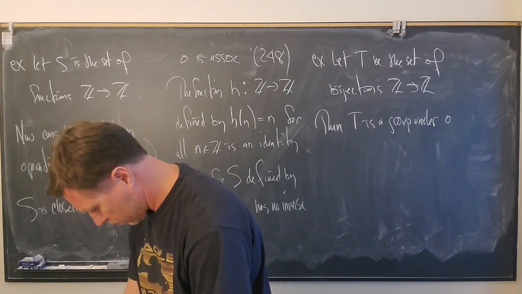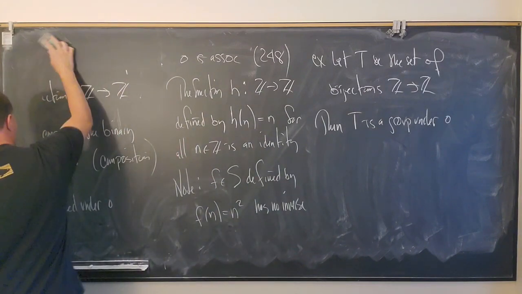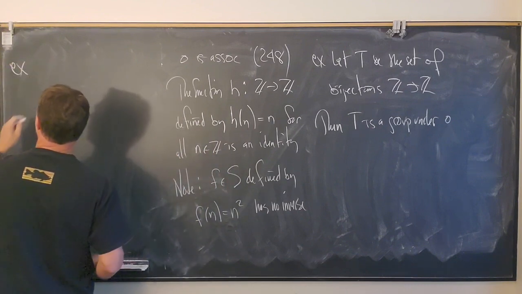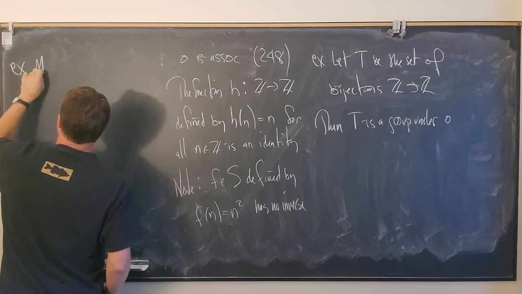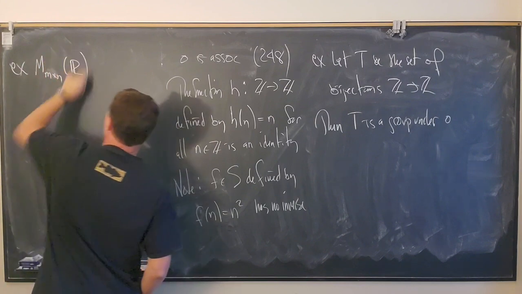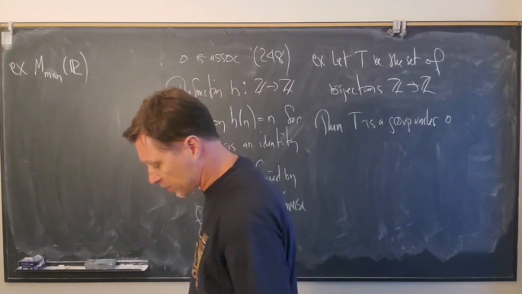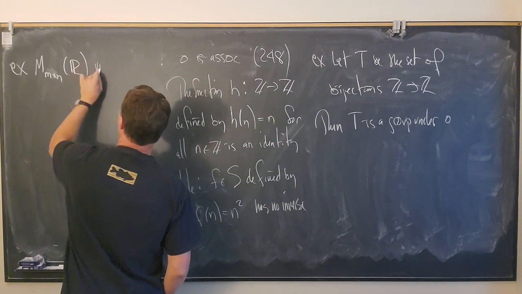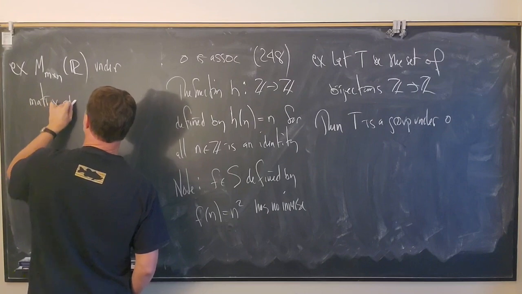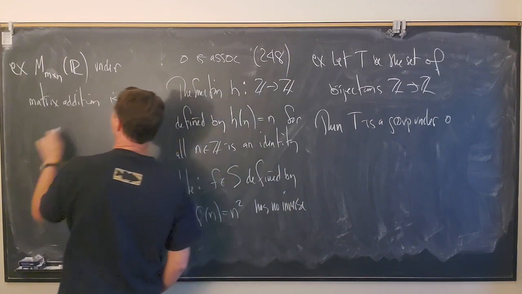Let's do a few more examples and then we'll call it a day. And in these ones, I would like you to just go through and check the details. All right, but we need to build up our collection of groups. So M sub m by n of R is the set of m by n matrices. All right, so this is a group under matrix addition. Check that. So this is a group.